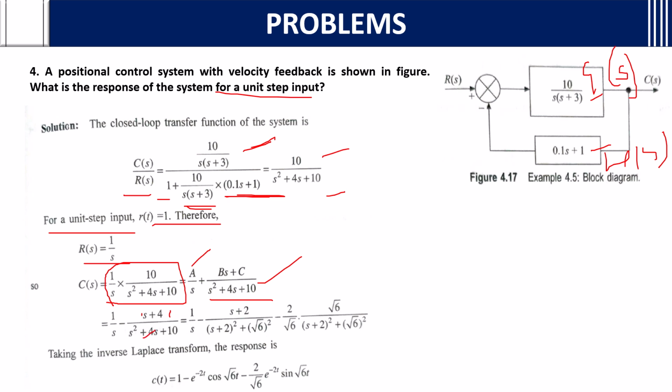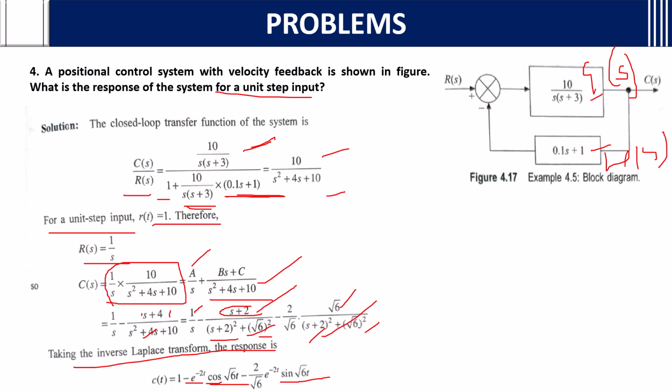Okay, this equation can be written in this way. Then taking the inverse Laplace transform, what will you get? This is 1. For this, as this is s, this is s square and this is a square, it will be cos, e power minus 2t, as a is root 6, cos root 6t. As this is in the form of a by s square plus a square, this can be written in terms of sine root 6t.